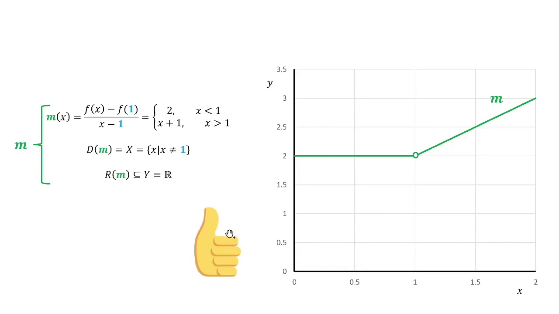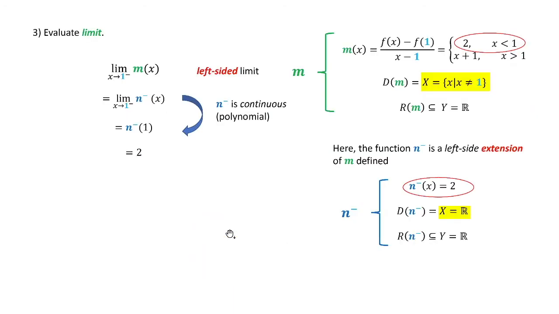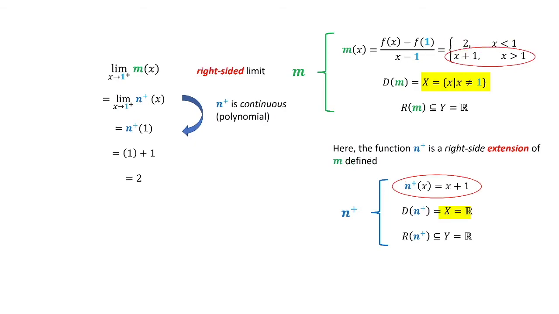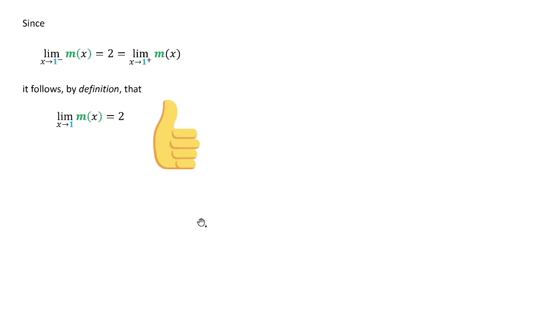So let's go on. We just have to evaluate the limit, and then we're going to do it from the left extension, right? From the left, and we're going to do it from the right, which has a different extension. But notice the left limit and the right limit are both 2. Right? Which means that the limit of the secant slope function is 2.